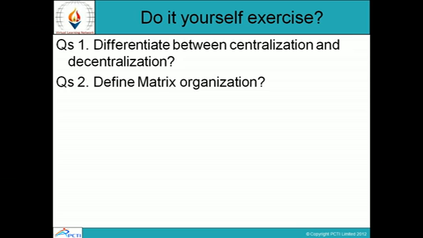Right? So, with this, we are going to finish this session. But before we end, you have to do these two questions. The first question is that you have to differentiate between centralization and decentralization. You have to give three points where the two are common and three where these two are different. Then you have to write a brief note about the matrix organization.